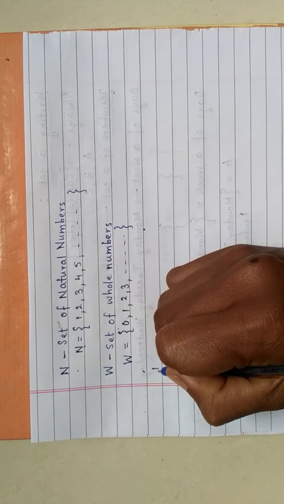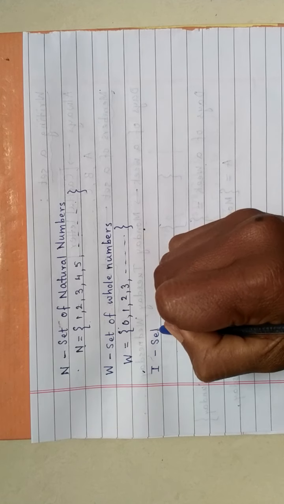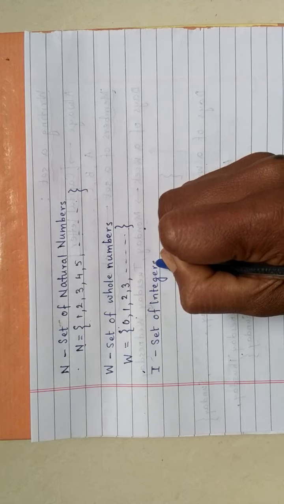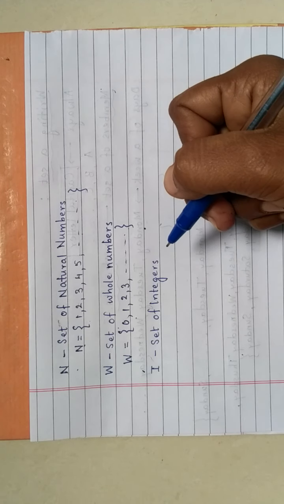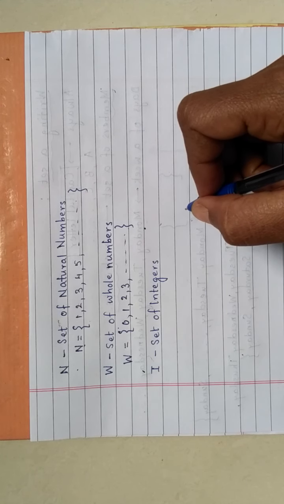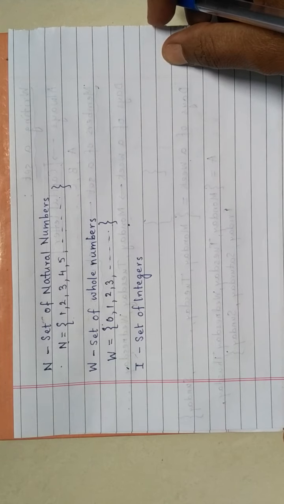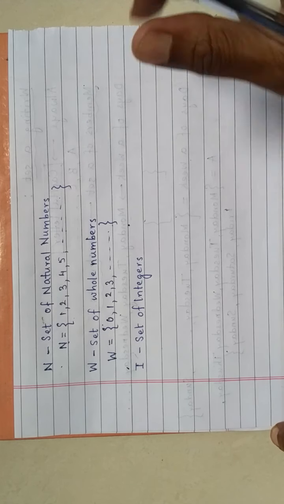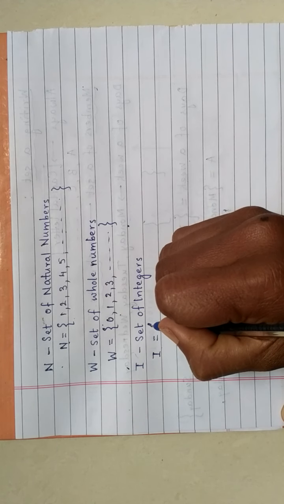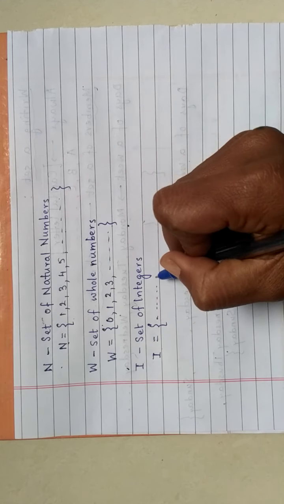Similarly, I is a set of integers. I is used to represent the set of integers. Now what are integers? Integers are all the positive numbers, negative numbers along with 0. So when we are representing this set, how do we write? I is equal to, we write the curly bracket, dot dot dot, because negative numbers also are unlimited.